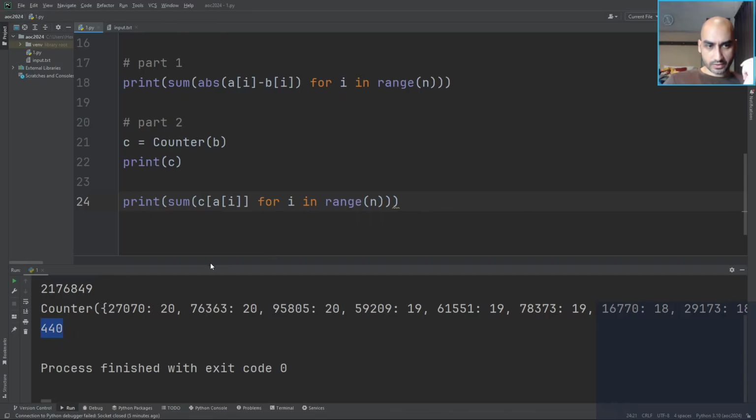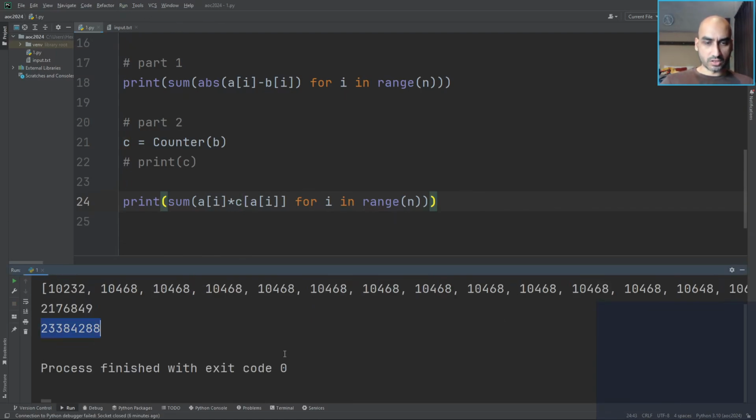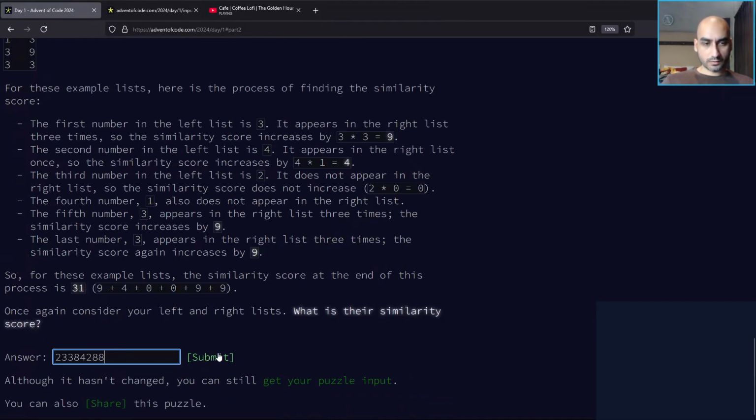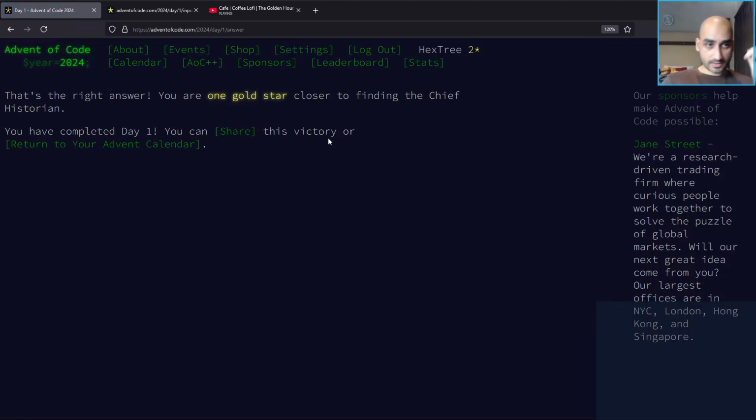So we want to print the sum. So it's going to be A[i] times its count. Yeah, because 440 is a small number. That seemed a bit fishy. Small numbers usually aren't correct because they're easily guessable. Correct. Did it. Day 1 down.